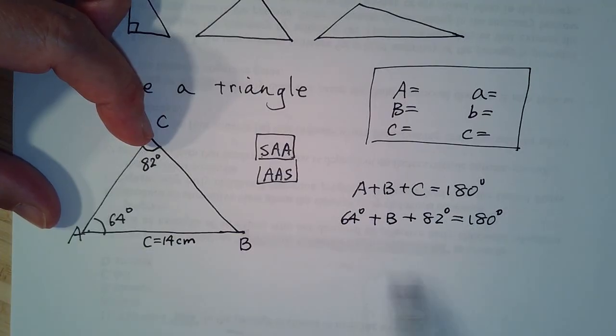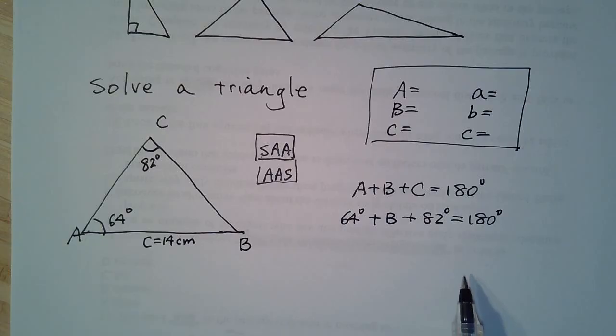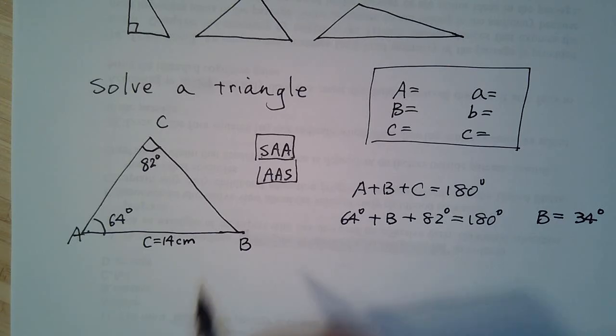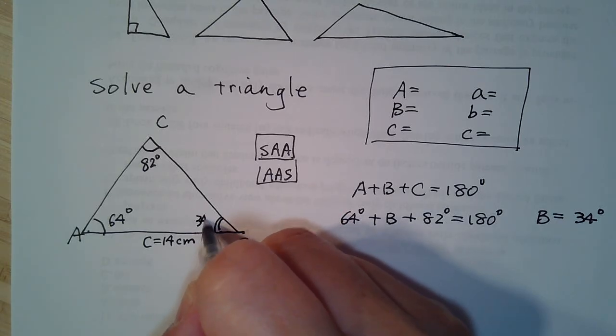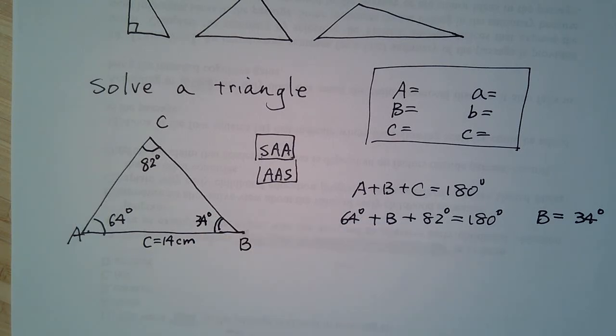So this is a very, very simple equation. I just need to go ahead and solve it. So I can get my B is 34 degrees, which means you're going to use 180 minus 82 minus 64, so you get 34 degrees. Very good.